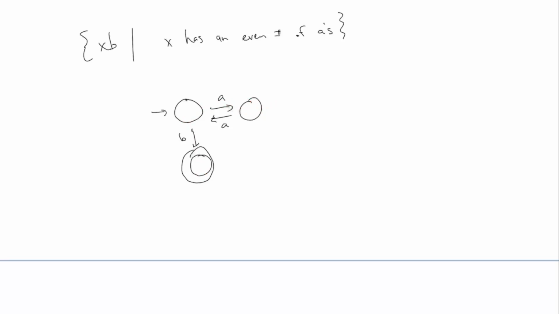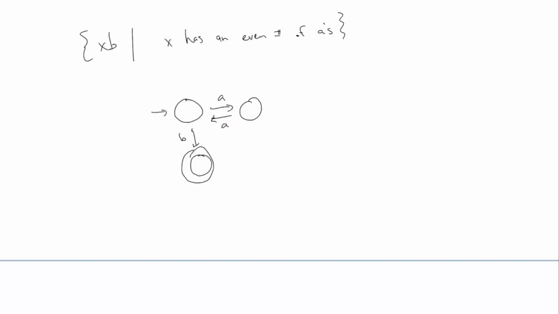Now, this is not actually what I meant by this. X has an even number of A's. I mean, there is an even number of A's in X, but it might also have some B's. How could I also allow some extra B's as part of the X? Well, this here is kind of where the X part is happening. And if I want to allow additional B's, did anybody have this interpretation?